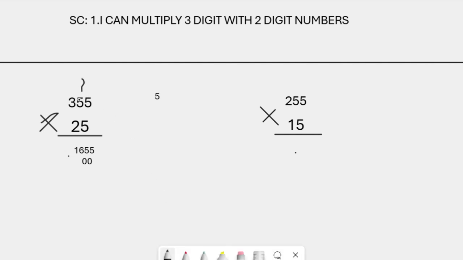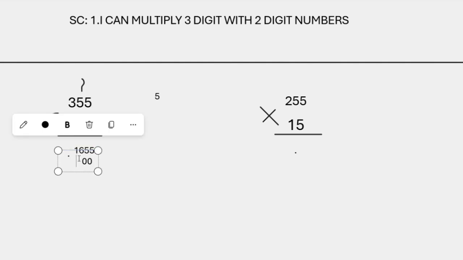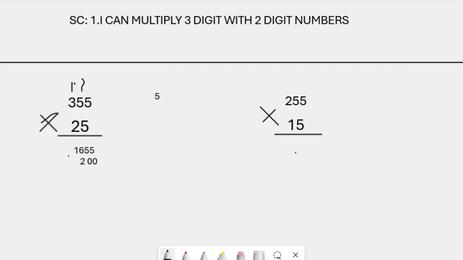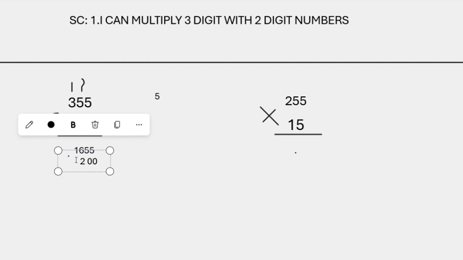So now 6, this makes 6. 6 times 2 makes 12. So put a 2 right over here and a 1 right up here. 1 plus 3 makes 4. So 4 times 2 makes 8. So now it's 8,200. And now we have to add them.